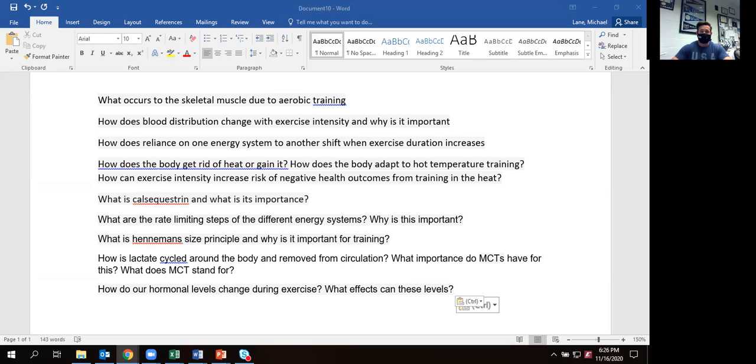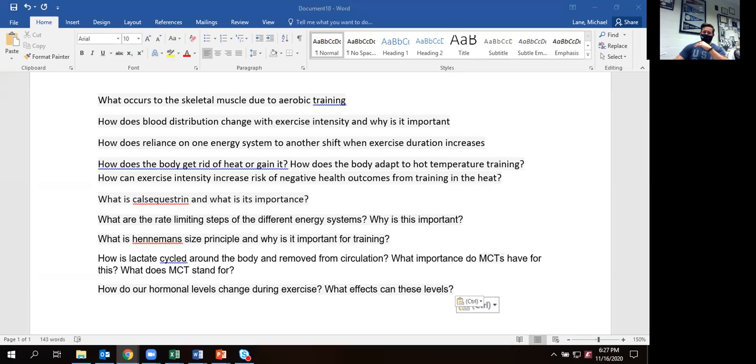What effects can these levels? Oh, wow. Well, I'm going to imagine that was meant to say, what can affect these levels? So obviously the intensity of the exercise. You can have changes in testosterone and growth hormone from resistance training and higher intensity, higher volume work.